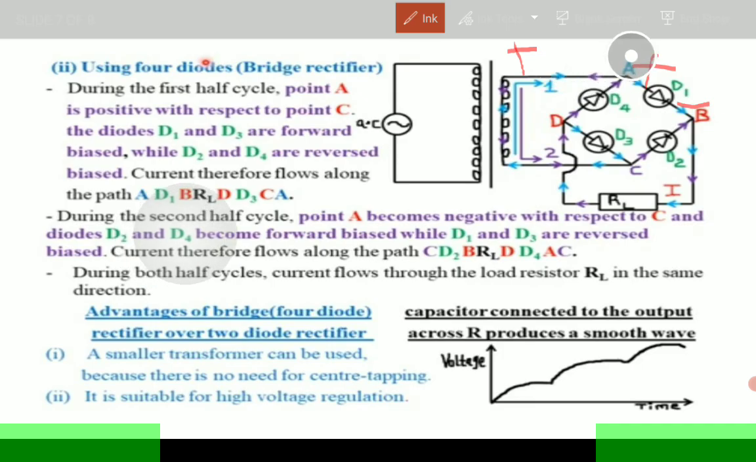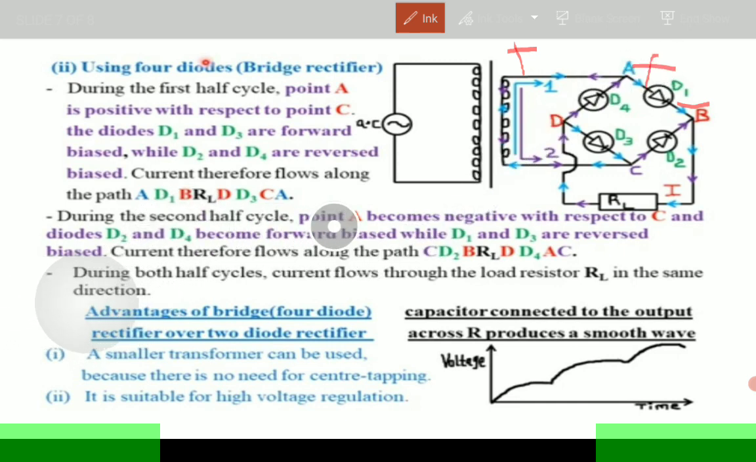So we are saying point A is positive, therefore D1 is going to be forward biased. So current will be able to flow through this. But this current will be blocked through D2. The current will not flow through D2. It will proceed to the resistor, go to point C, and then proceed all along to point D. With respect to D4, it is reverse biased, so current will not pass through D4, but it will proceed to D3, then continue back to A. That's during the first cycle.